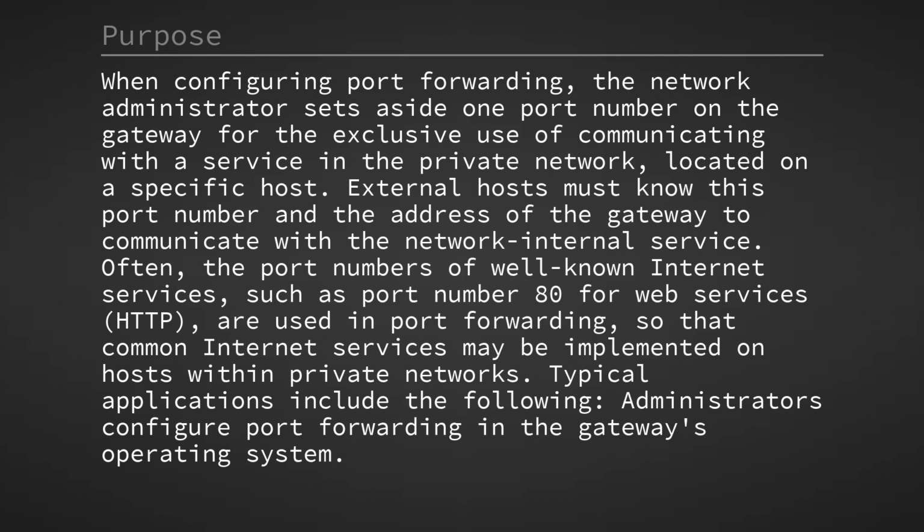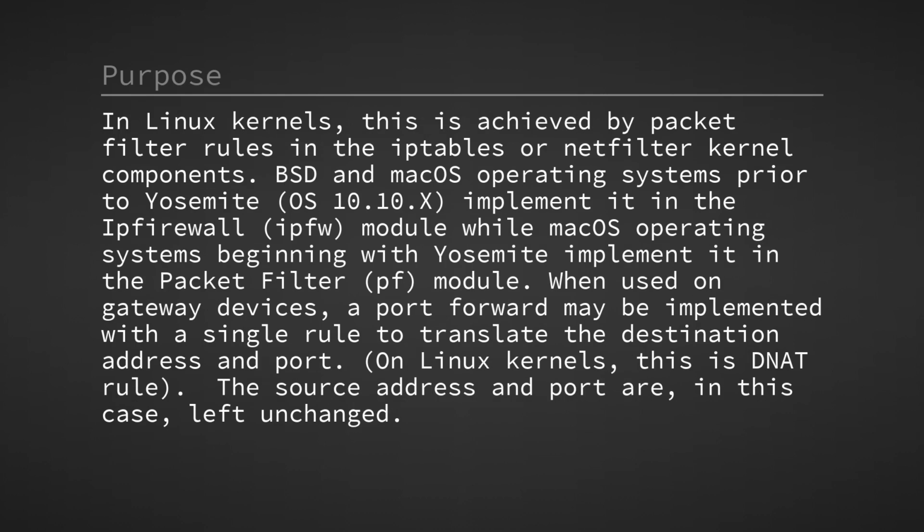Typical applications include the following. Administrators configure port forwarding in the gateway's operating system. In Linux kernels, this is achieved by packet filter rules in the iptables or netfilter kernel components. BSD and macOS operating systems prior to Yosemite, OS X 10.10, implement it in the IP firewall, IPFW, module, while macOS operating systems beginning with Yosemite implement it in the packet filter, PF, module.